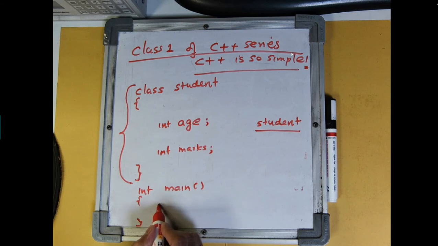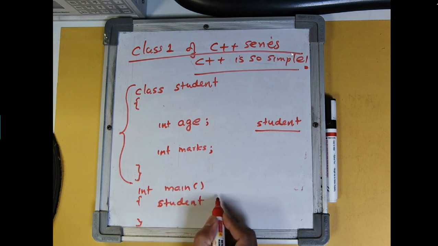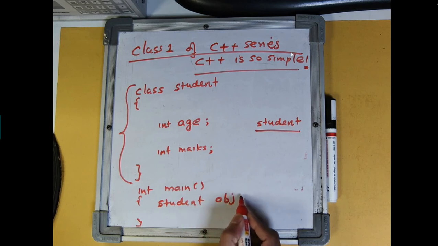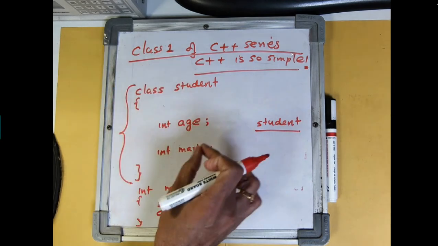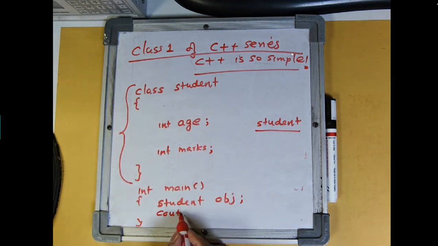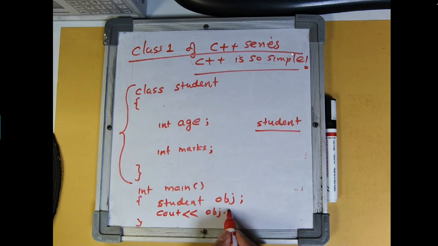Now how do you create an object of the class? The class name, then some name you can give, obj, the object name. After that you can print out. That means you are trying to use this class. cout means print out, cout obj dot, let's say marks. I want to print it out and display these marks.